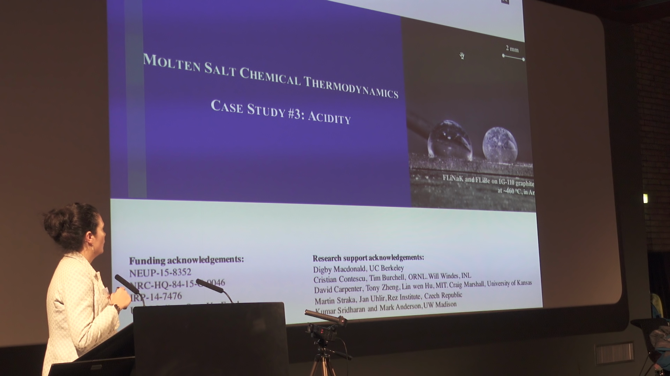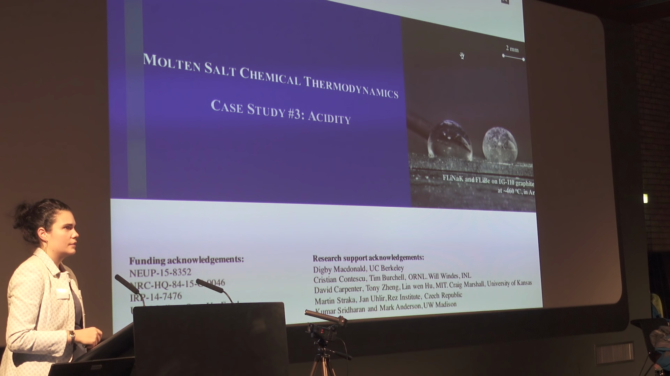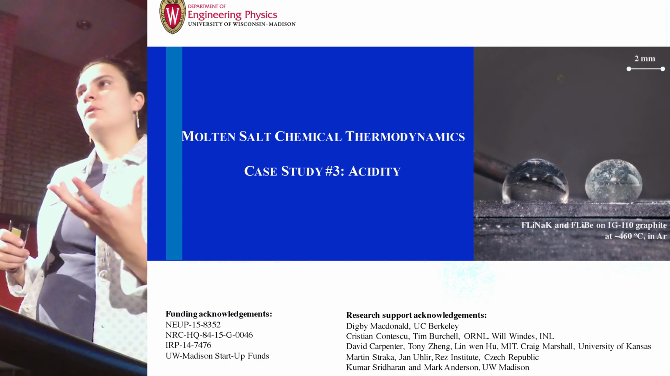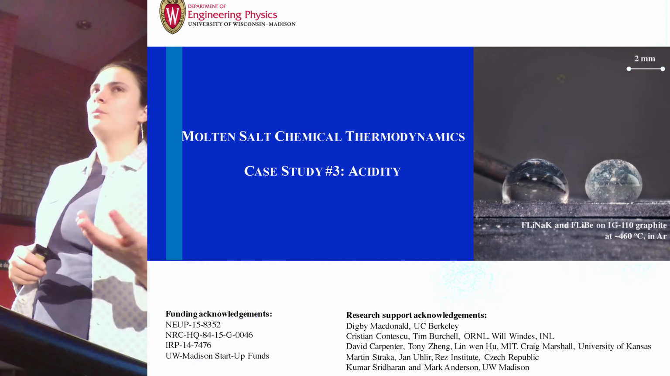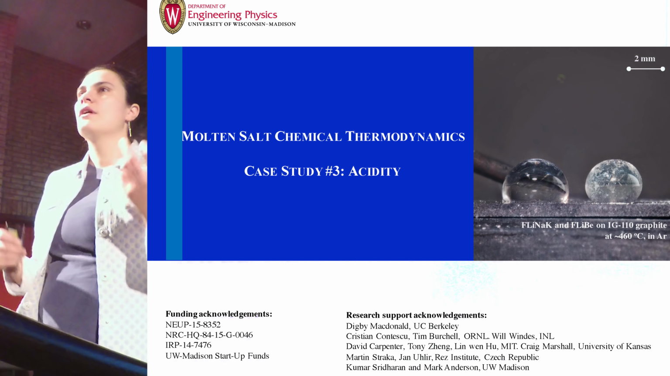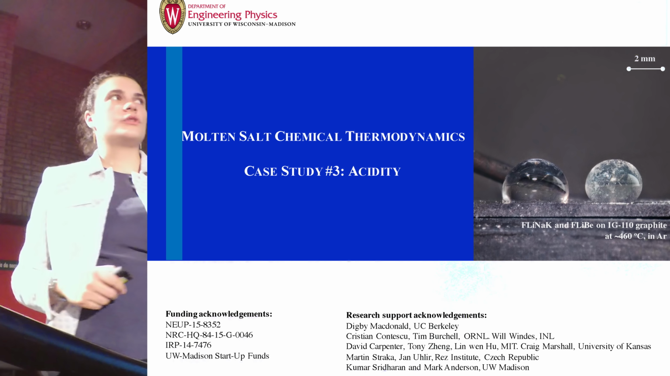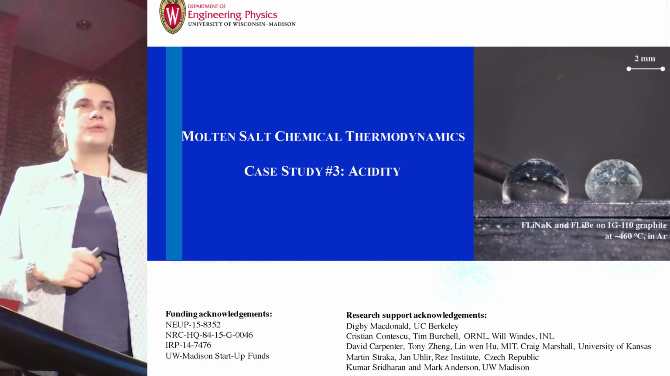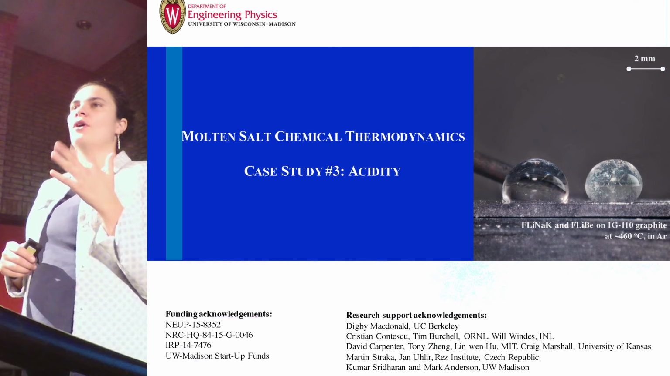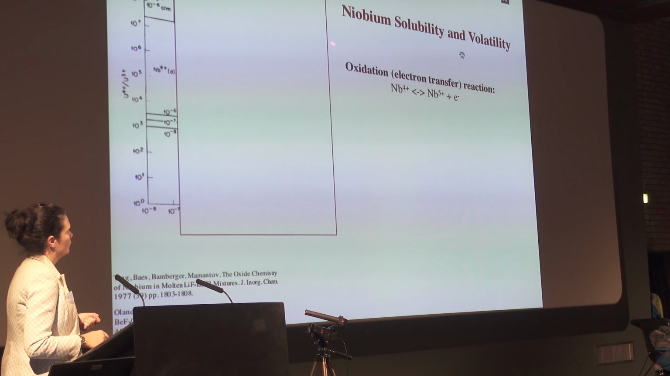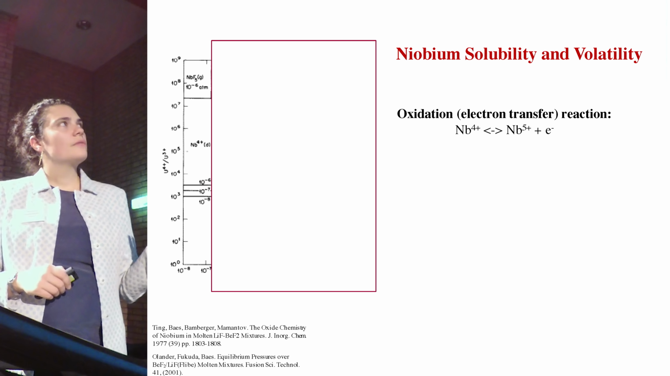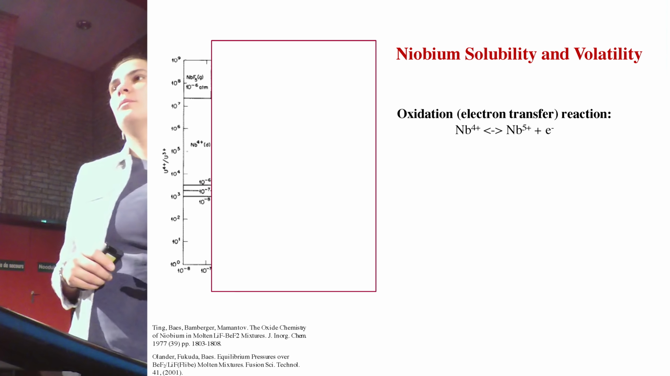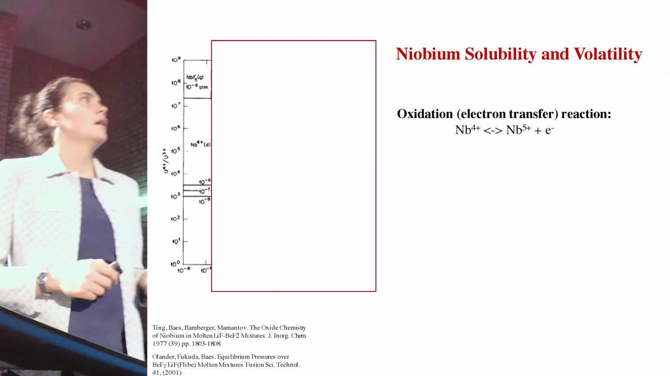So this was an example of a successful use of thermodynamics in making a relatively simple measurement of a thermophysical property that is otherwise very difficult, very challenging to measure. And so case study number 3 relates to acidity and complexation. So here's an example of niobium. Niobium is a fission product, and it would be useful to know its solubility and its volatility.